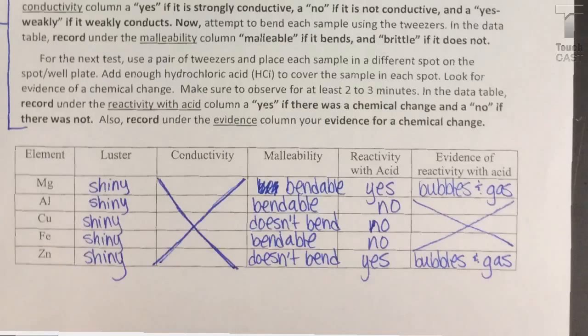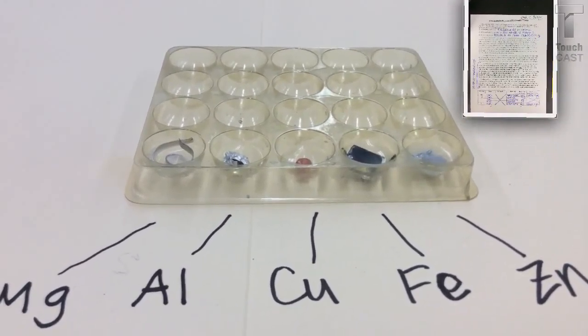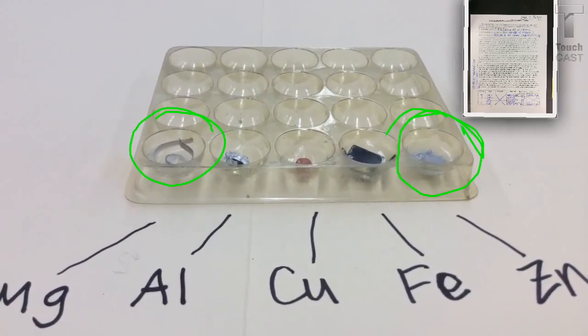In conclusion, this is what your data table should look like. This needs to go into your lab write-up. You need to include luster, malleability, reaction with acid, and evidence of the reaction with acid. As you can see, there was bubbling and there was production of gas in both the magnesium and zinc. The others did not react.